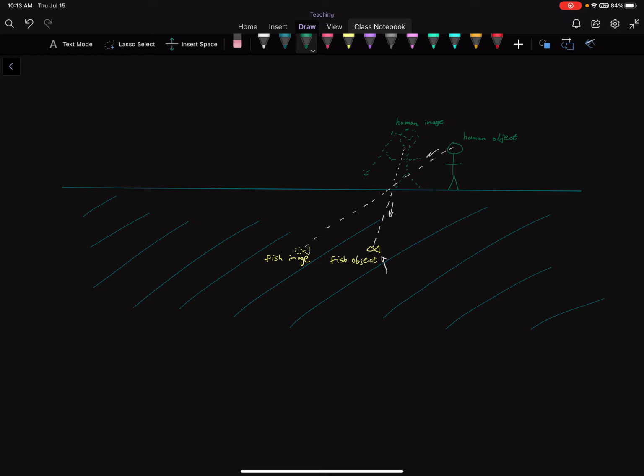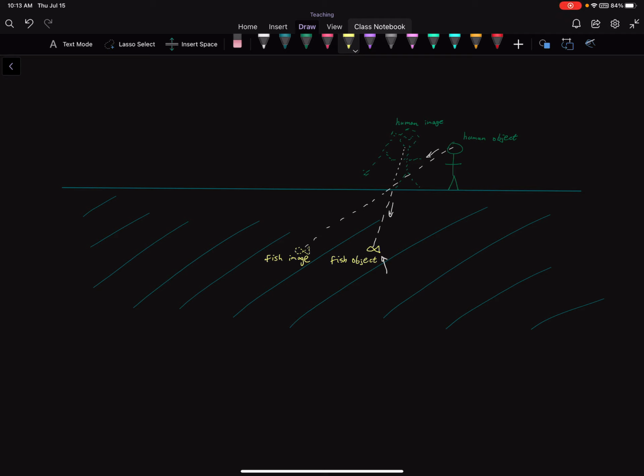As for the fish image, the human sees a virtual image of the fish because no light actually passes through the point where the human sees the image formed, right? So the human sees the fish image right here, but there is not actually any light that is forming a physical, real image there. It's a virtual image that he sees. Likewise for the fish observing the human.